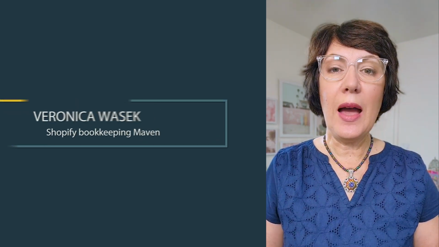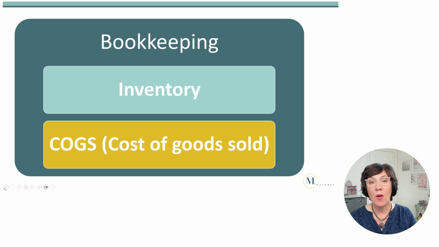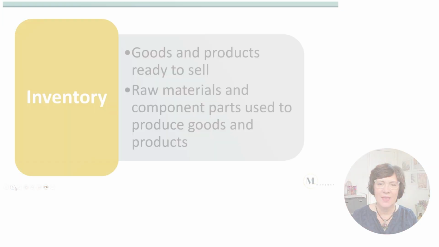In this video, I'm going to explain to you the fundamentals of inventory and cost of goods sold and what you need to know in order to track these balances for bookkeeping and accounting purposes. Let's start by defining what is inventory and COGS, or cost of goods sold, for bookkeeping and accounting purposes.